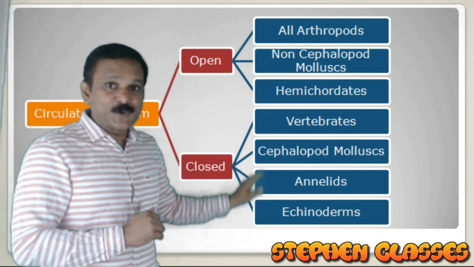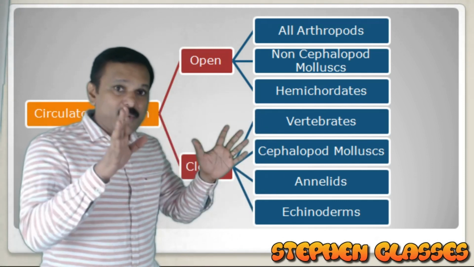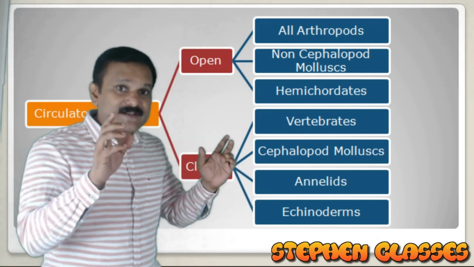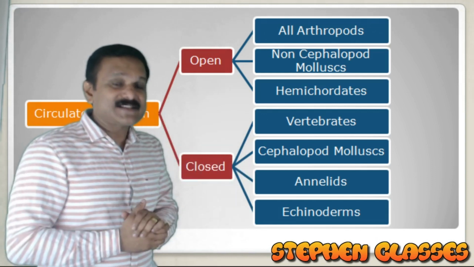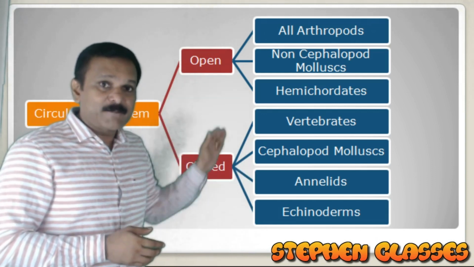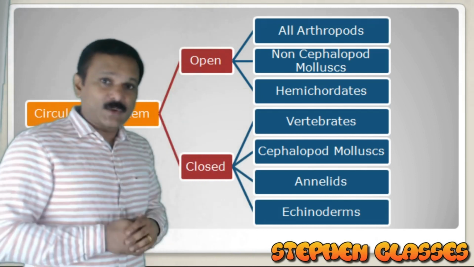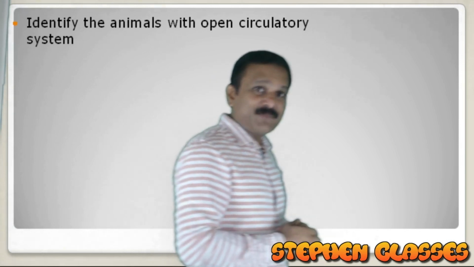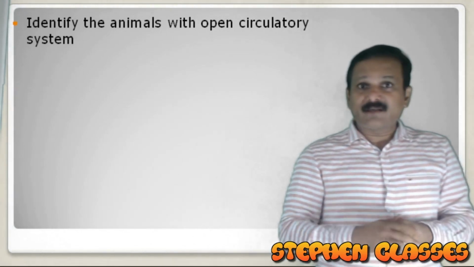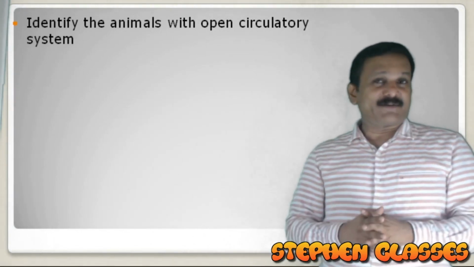The animal groups you have to remember always, and also the different examples coming under these animal groups, you should know by heart to answer the questions coming from the two types of circulation. Ready? So here we have a question for you. Identify the animals with open circulatory system.